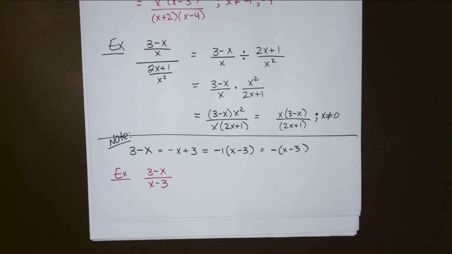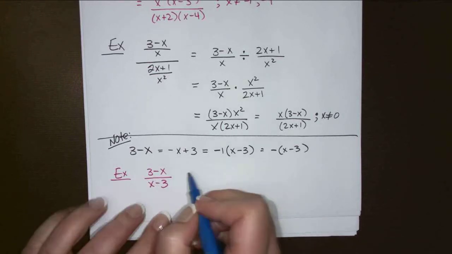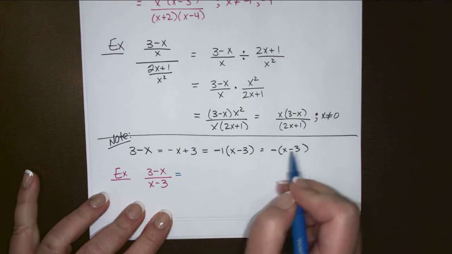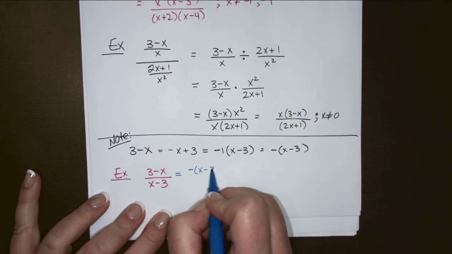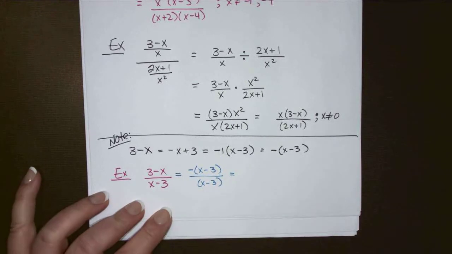Ideas? There's a lot of x's and 3's, so something might cancel. What could we do? I already answered it in the note, one line above. We can factor out a minus sign here. It's right here. Now what if all of that cancels? What do we have left? -1, right?